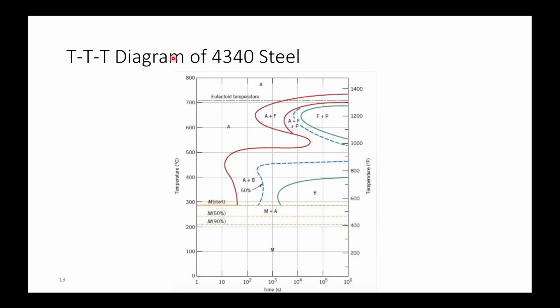This is the TTT diagram for 4340 steel. So this steel will consist of some alloying elements. So that's why in this case there can be bainite formation as well. So there will be different curves for austenite to ferrite transformation, austenite to pearlite transformation, and also for austenite to bainite transformation. And then there will be Ms, martensite start, and martensite 50% and martensite 90%. So all this depends on these Ms lines, these depend on temperature. So these don't depend on time, they are not time dependent transformations.